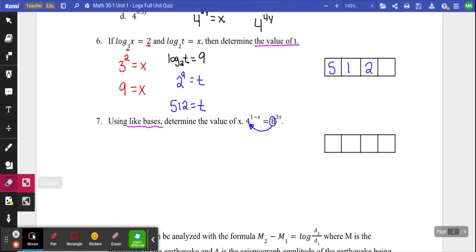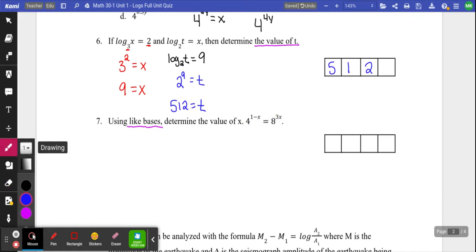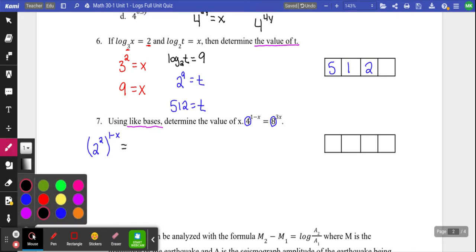So that means I have to actually try to rewrite both of these as smaller powers. For instance, 4 is the same thing as saying 2 squared. So I could take that first one and change it to 2 squared to the power of 1 minus x. I could take the second one, and 8 is 2 to the power of 3, to the 3x. And you can see I've changed the bases from 4 and 8 to both be base 2. The first one is 2 squared, the second one is 2 cubed.